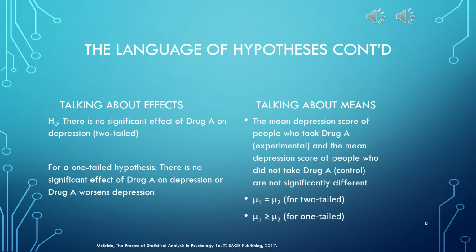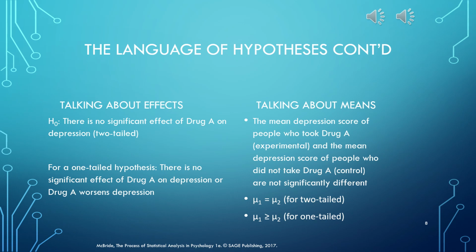Okay, so the previous slide was about the alternative hypothesis. What about the null hypothesis, H subscript 0, so H0? That would be there's no significant effect of drug A on depression. That would be for a two-tailed hypothesis. For a one-tailed hypothesis, you would say there's no significant effect of drug A on depression, or drug A actually worsens depression, meaning depression scores for the group that receives drug A will actually be higher than the average depression scores of people who don't receive it, right? So we're just flipping it, making it the opposite of the alternative hypothesis.